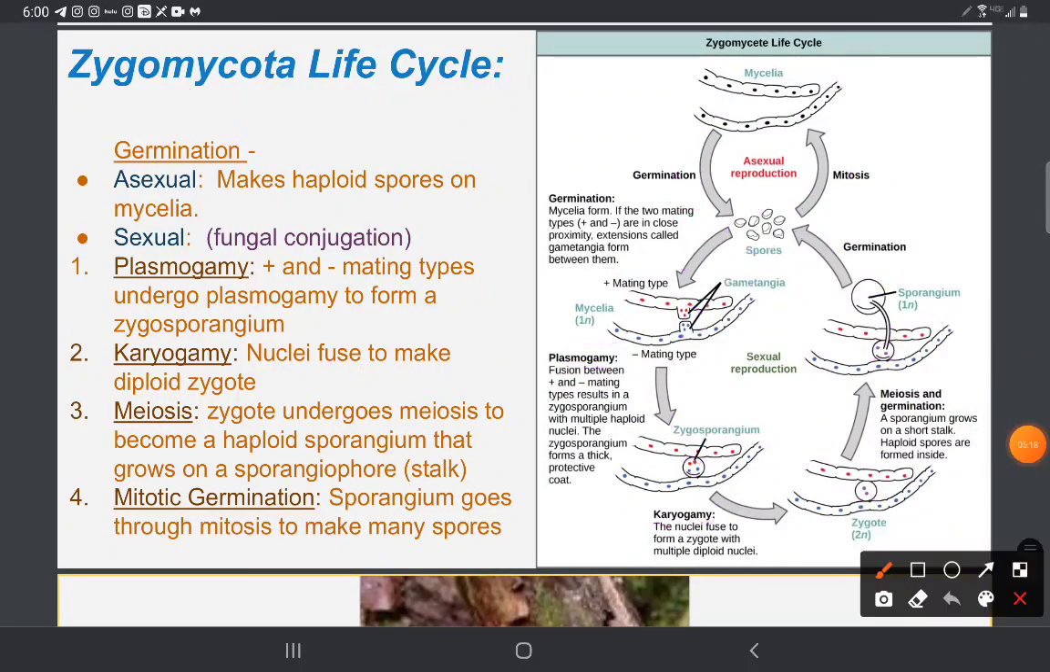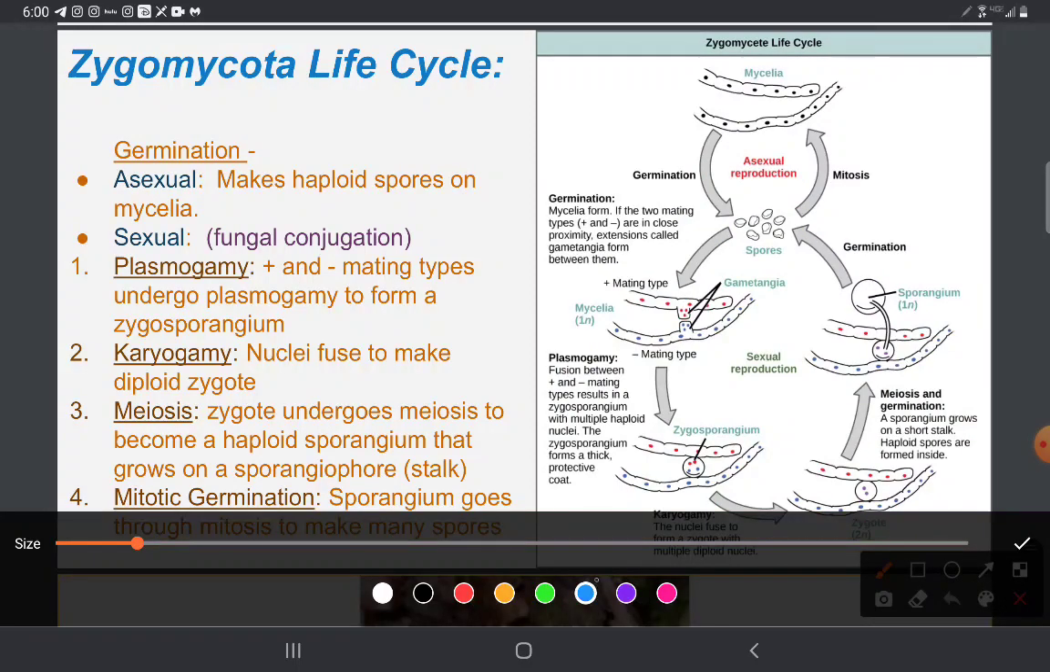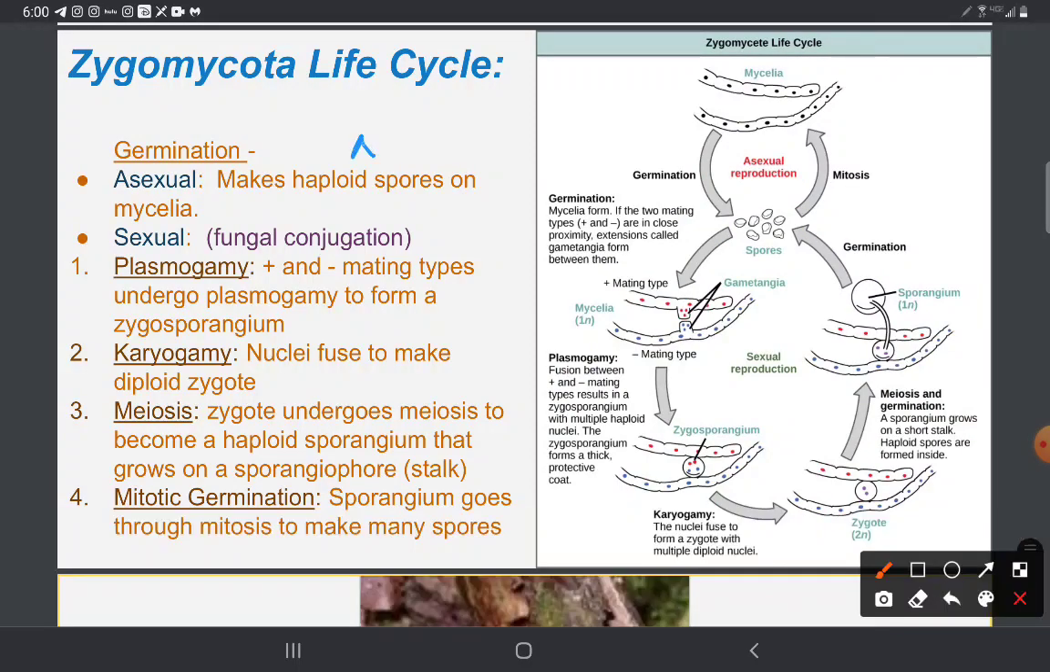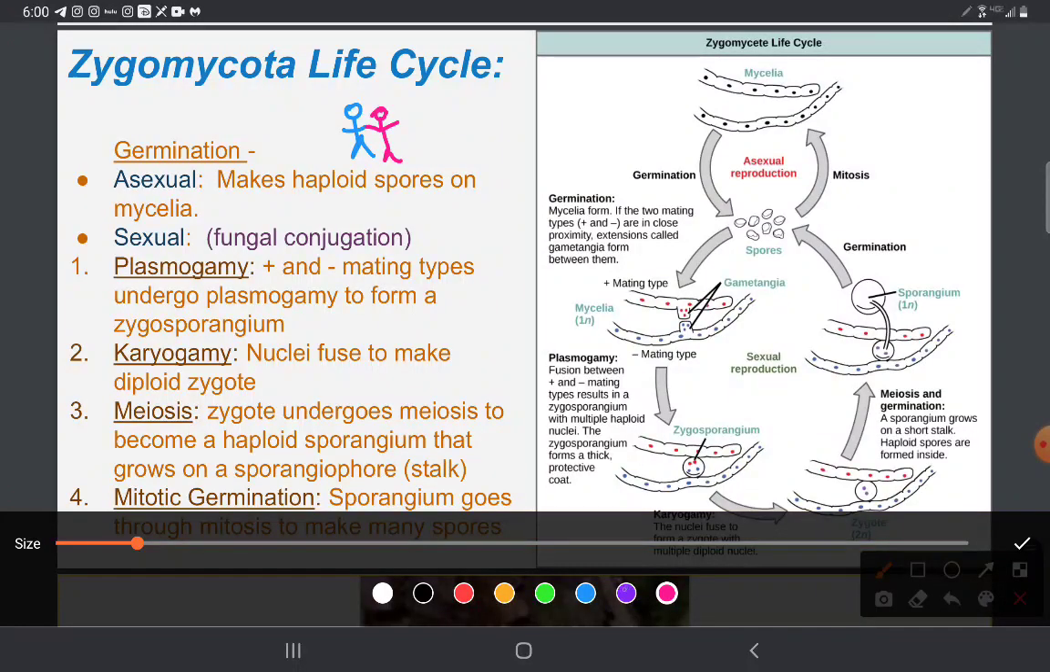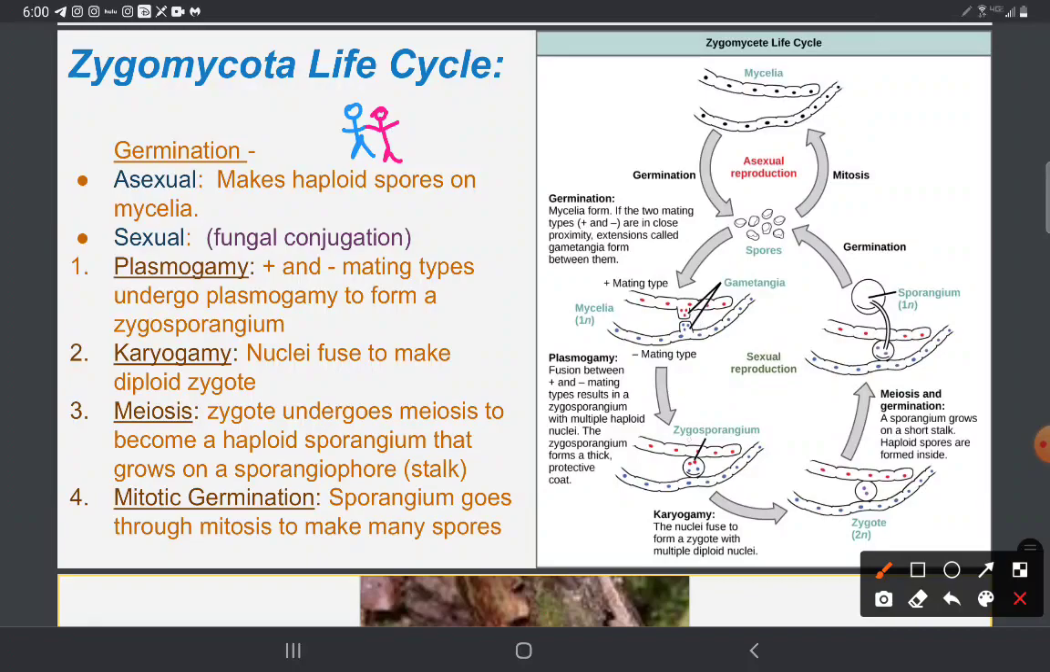To give you an example, to think about humans, if we were zygomycota, and let's say a guy, we'll name him Tom, meets a nice girl, and we'll call her Cynthia. They meet each other, and they hold hands. When they hold hands, they actually fuse through plasmogamy, and then they're going to go through karyogamy to combine their nuclei, and a sporangium would form.